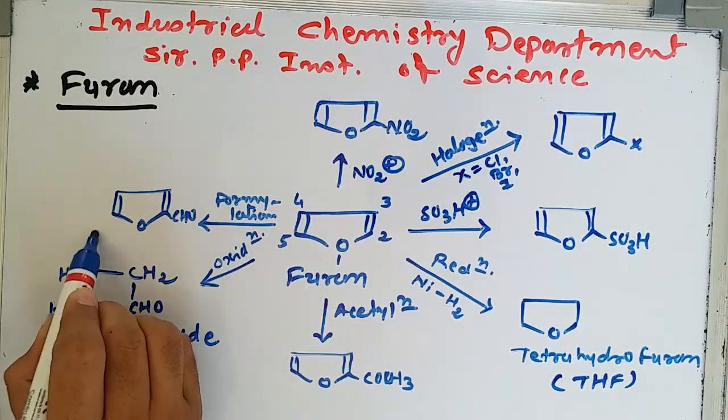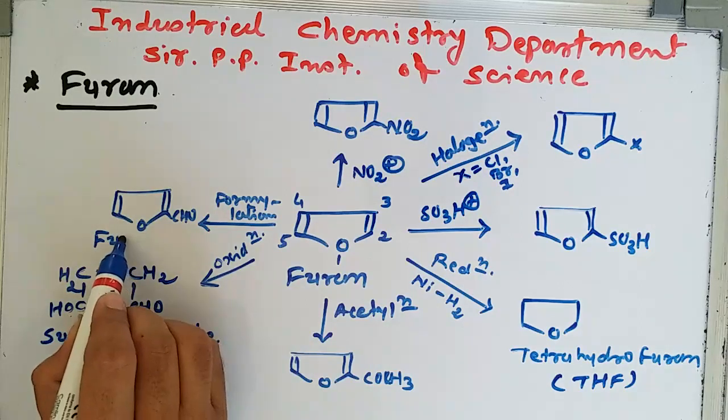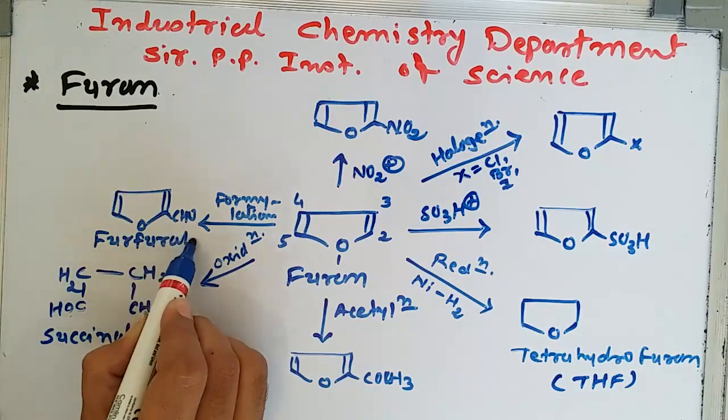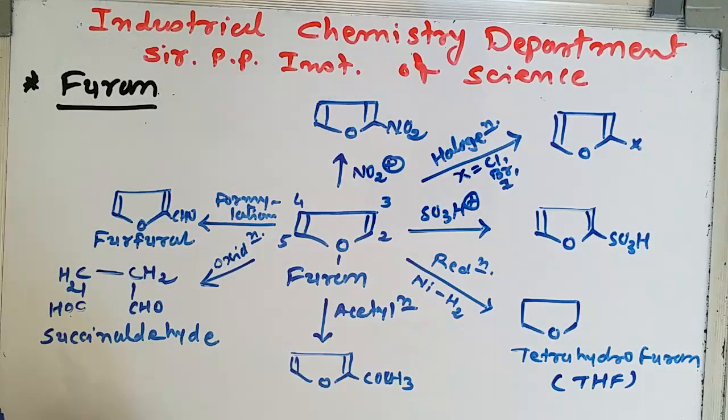This compound is known as furfural, or furan 2-aldehyde. Regarding the property of this compound, furfural is a colorless liquid of pleasant odor, having boiling point 162 degrees Celsius. With aniline and hydrochloric acid, it gives red color. This is furfural or furan 2-aldehyde.